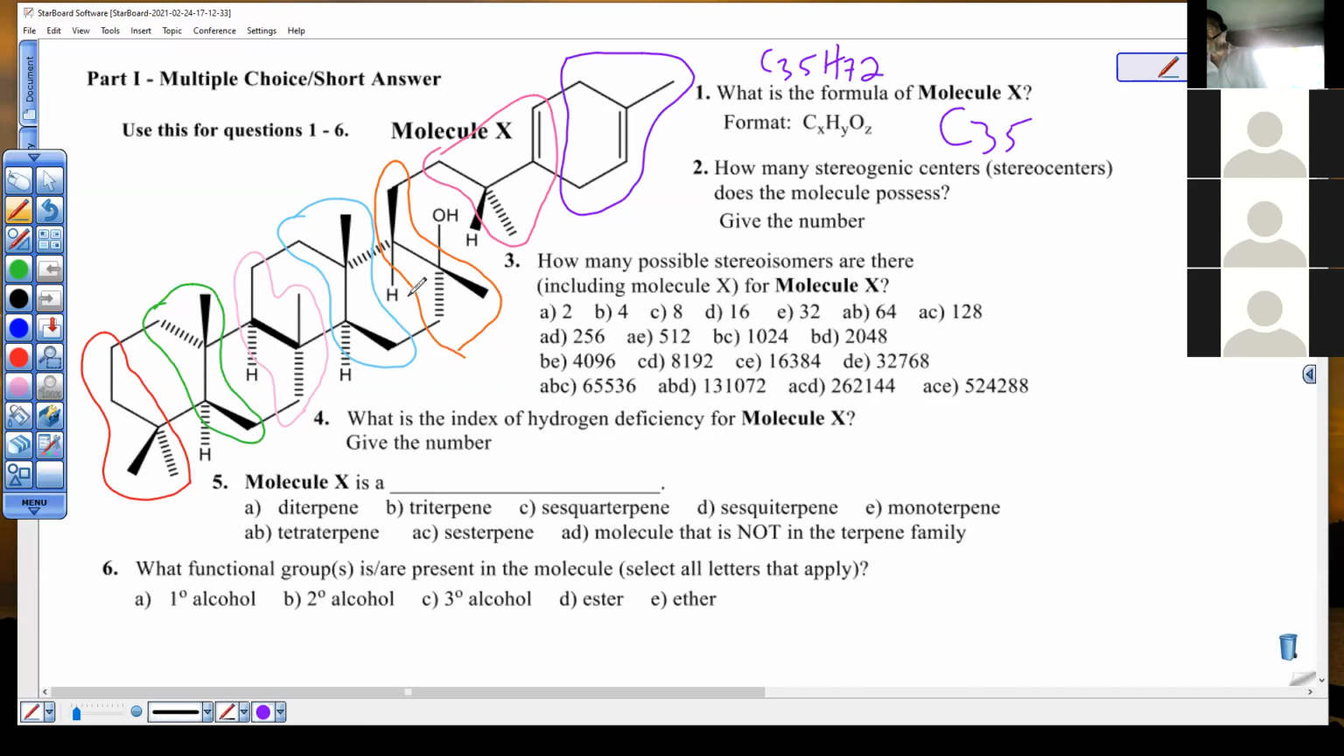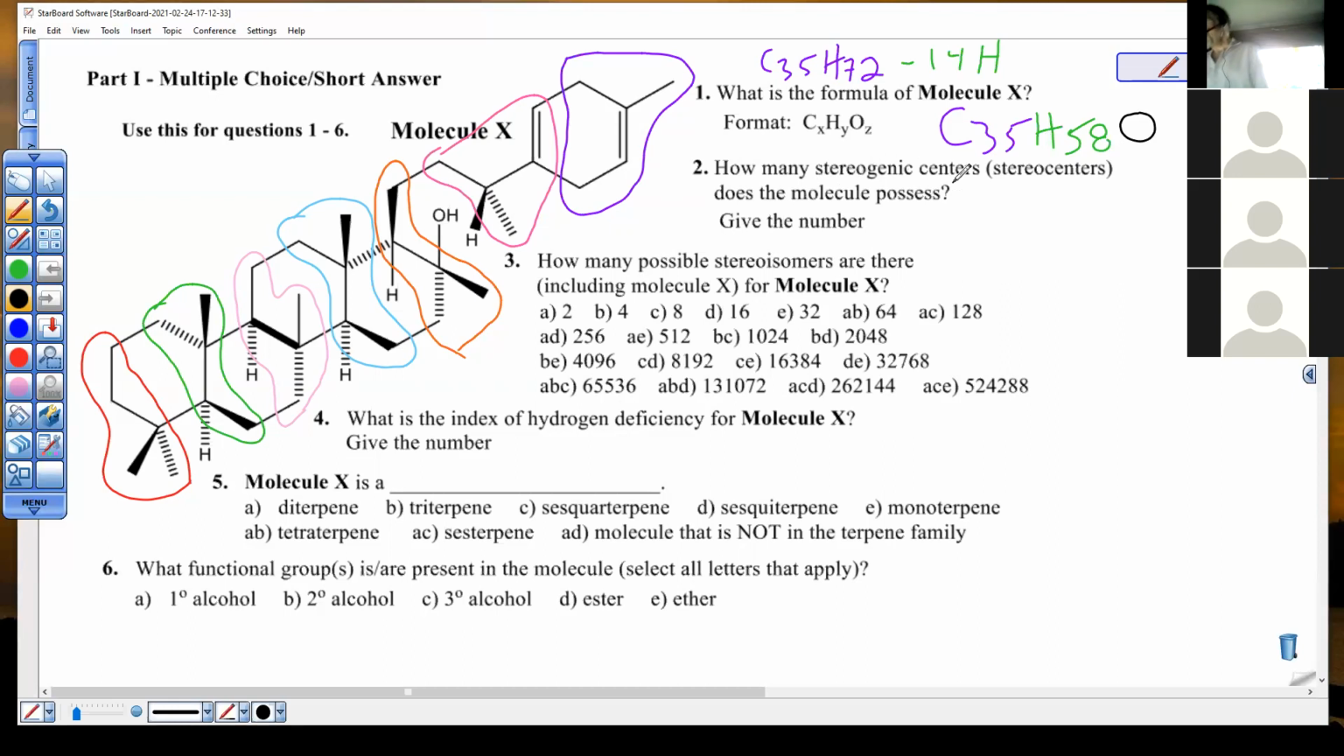1, 2, 3, 4. That's not a ring over here. 5 rings, and how many pi? 2. So 1 ring, 2, 3, 4, 5, and 2 pi. That's 14 H's missing. Each ring, each pi gets rid of 2 H's. So 72 minus 14 gets us to 58. And then you just count up the O's. And I believe there's only one. Just throw an O at the end and we're done. So that's another way around these things.